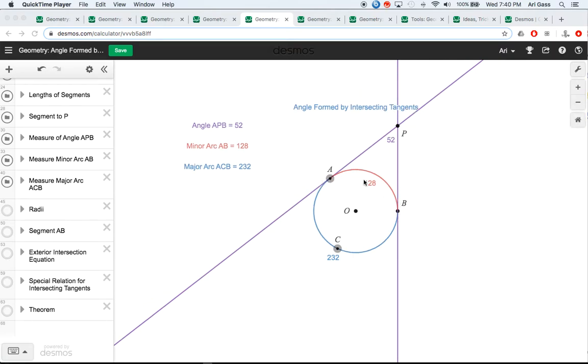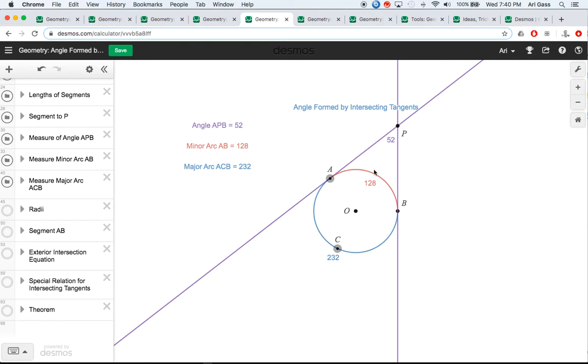We're looking at arc AB, that minor arc. Again, that's always going to be a minor arc, this near arc. Try to convince yourself why that has to be true. And major arc ACB here, and that's always going to be a major arc. And maybe you can convince yourself why that has to be the case too.